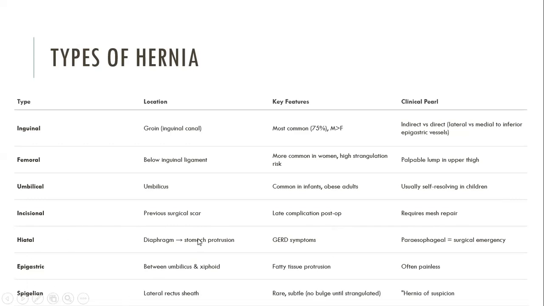Hiatal hernias occur through the diaphragm, in which the stomach can protrude through the diaphragm. You will have the symptoms of GERD, like heartburn, and if that hernia is paraesophageal, it is a surgical emergency. You have to operate in emergency.